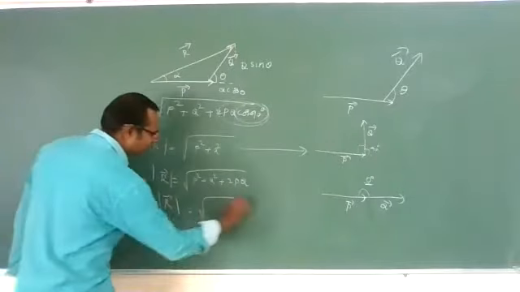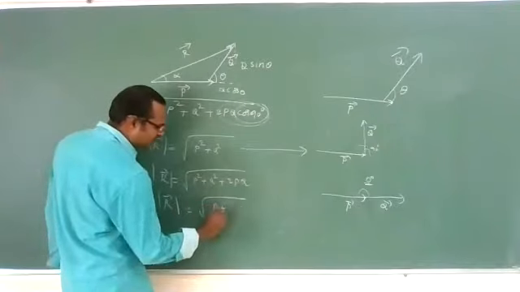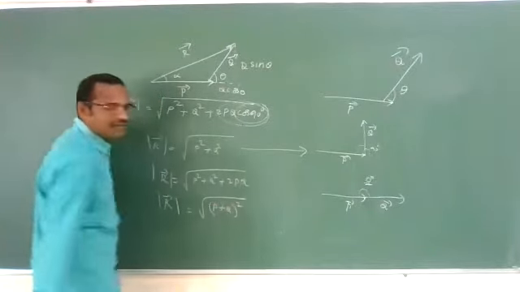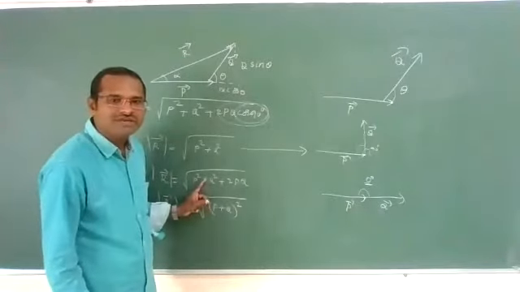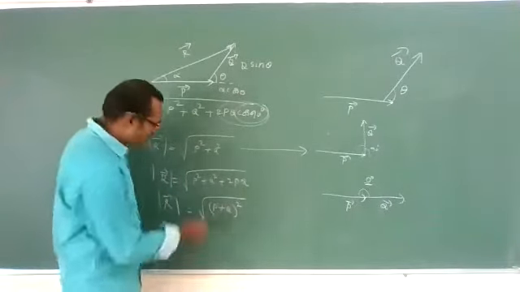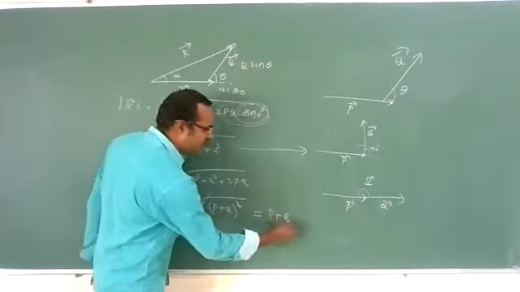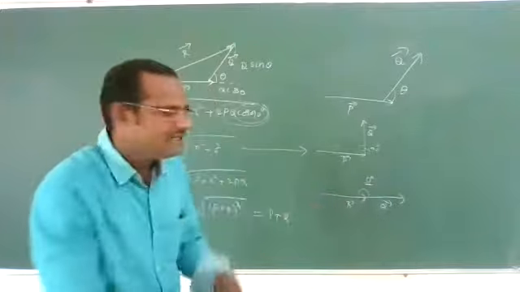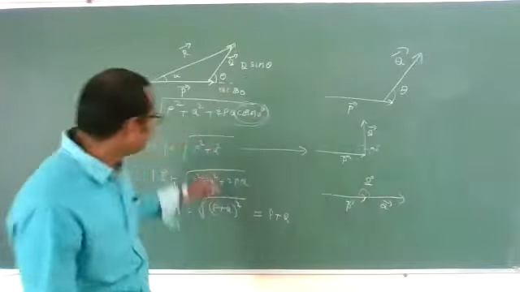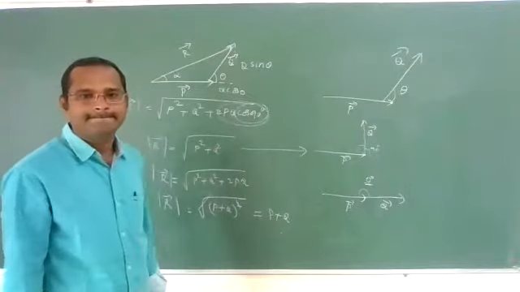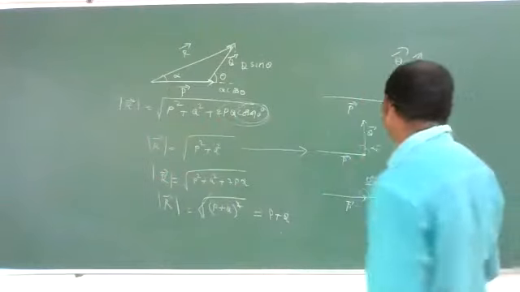The resultant is in the form of a square plus b square plus 2ab. That means it can be written as (p plus q) whole square. Correct? Yes. (a plus b) whole square is a square plus b square plus 2ab. Root and square cancel. What are you getting? You are getting p plus q. When two vectors are along the same straight line, simply we can add them like scalars. But if there is some angle, then we should add according to this formula. Clear?